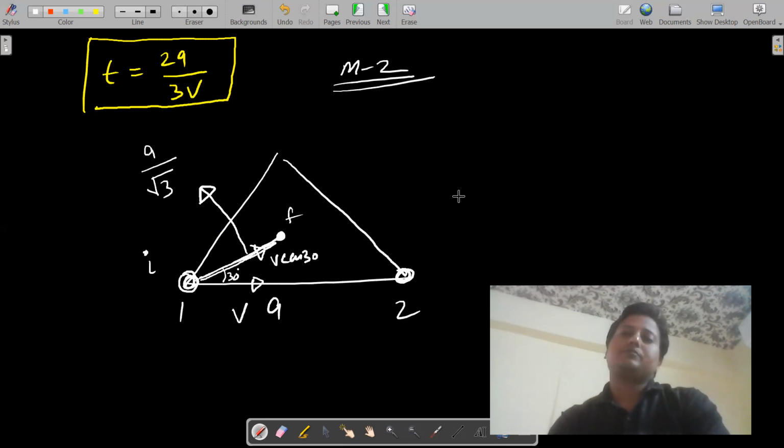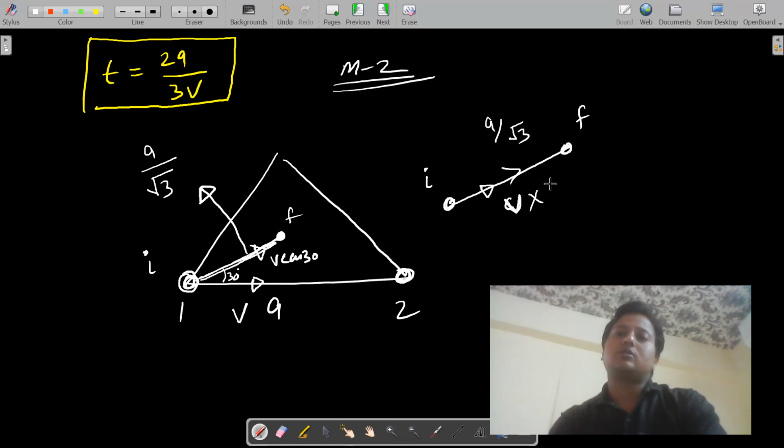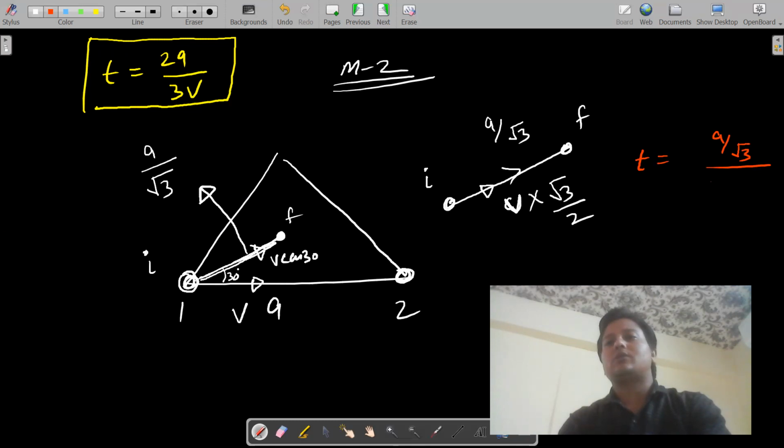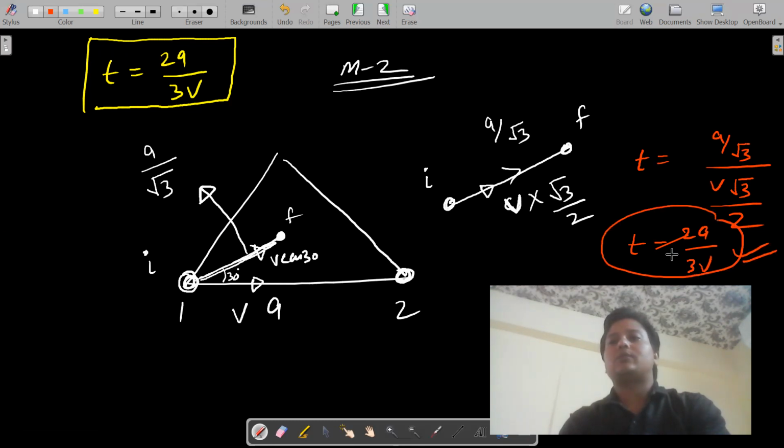We can assume this motion as the body displacing from I to F, having a length a by root 3, and the component of velocity in this direction is v cos 30. Cos 30 is root 3 over 2. So the time in which they go from initial to final is distance upon speed. So the time of converging will be 2a over 3v. The answers are the same in both methods.